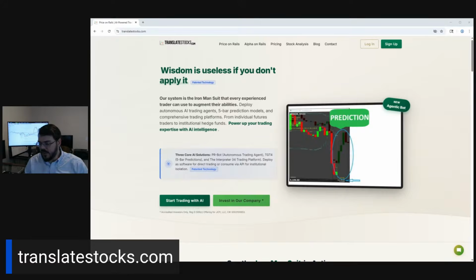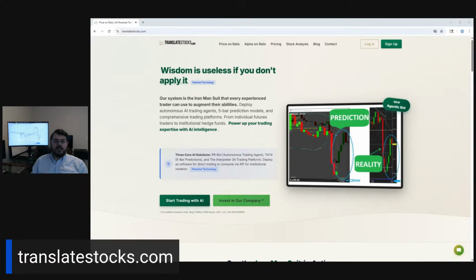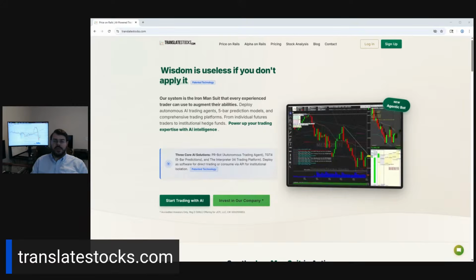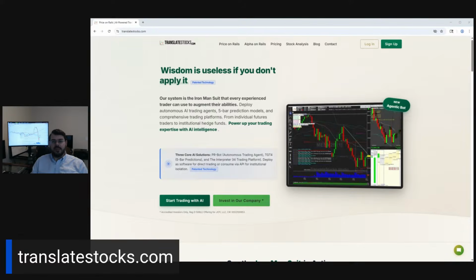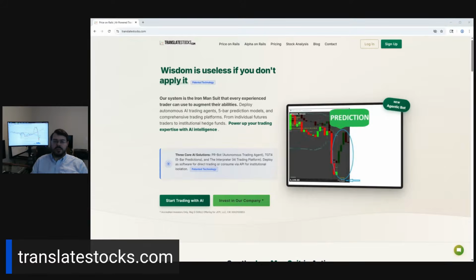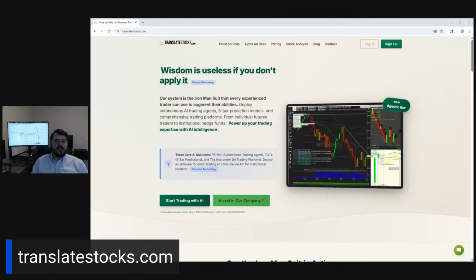Today is February 11th. Today, I'm not going to trade, no human trading here. I'm going to show you how Agent 2, an AI agent, day trades alone by itself after a prompt configuration. I'm here on our website, translatestocks.com. Everything works from here.